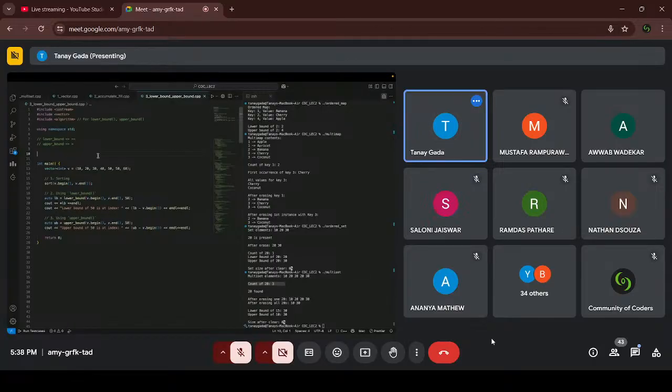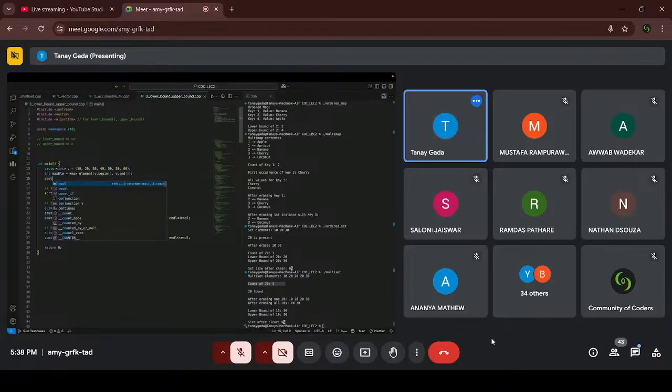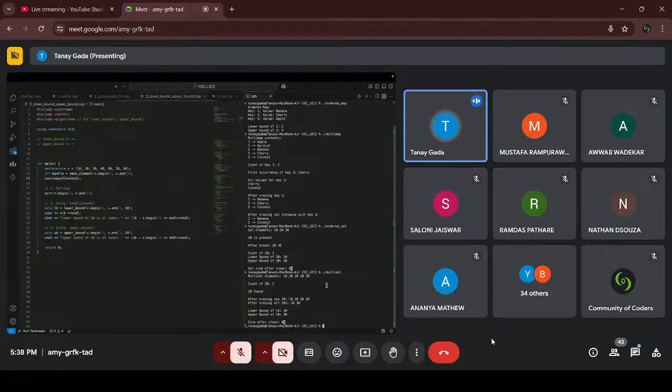Yes. So what we could have done is use the max element function in STL: int max element equals max element, and we get the iterator. This max element gets the iterator to the max element, so we need to dereference it. We can see it. So it is quick, you can use it for writing fast code.